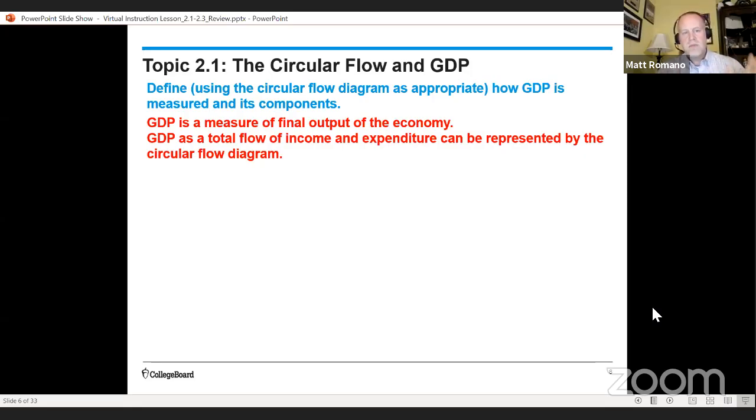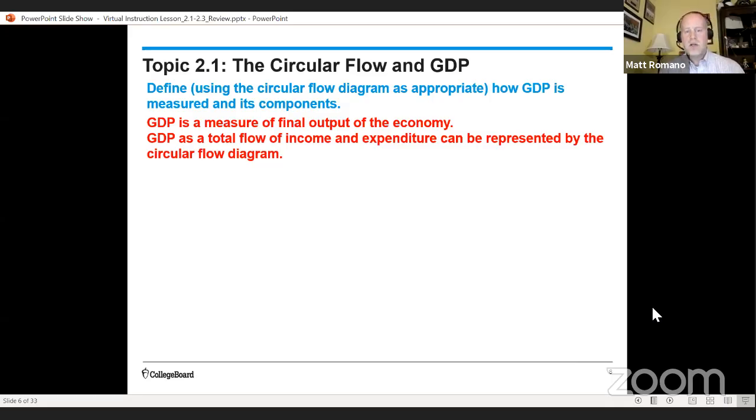That's the basic AP Macro definition. Now, again, let's hammer that home and make sure we know what that means. What is GDP intending to measure? Because I think this is where a lot of people get confused and misinterpret GDP. GDP is exactly what this says. It's intending to measure production, how much was produced by an economy. And that's it. That's all it can measure.